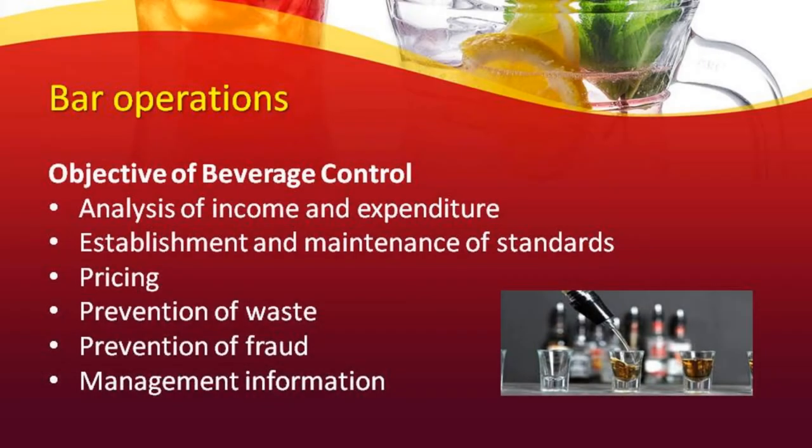The objectives of a food and beverage control system may be summarized as below. Analysis of income and expenditure. The analysis is solely concerned with the income and expenditure related to beverage operations.